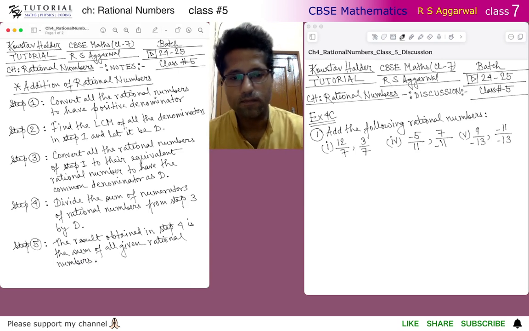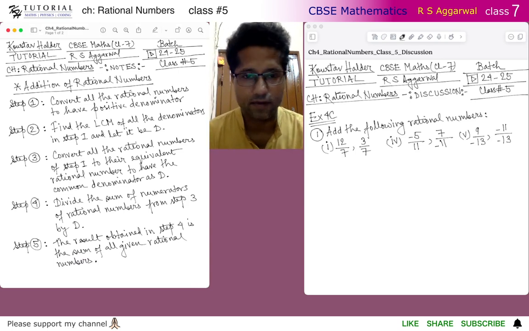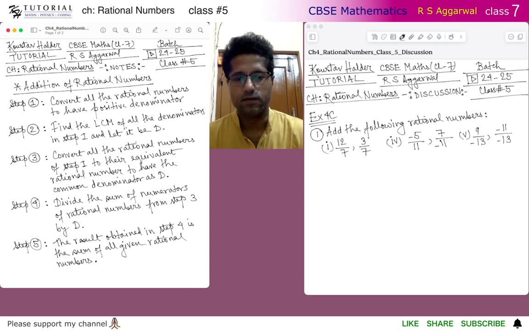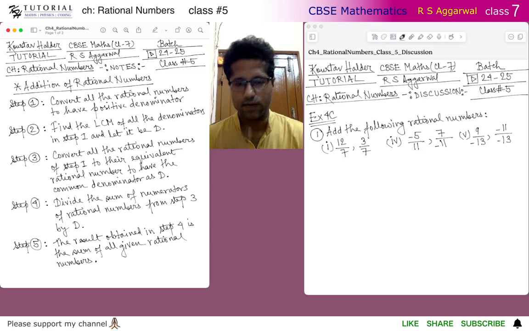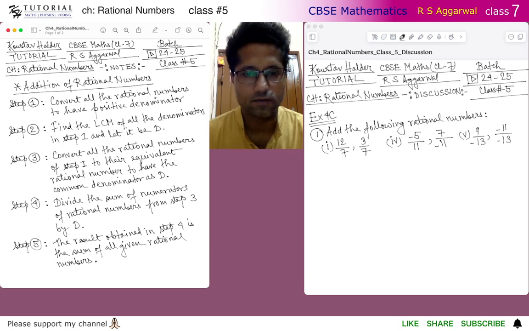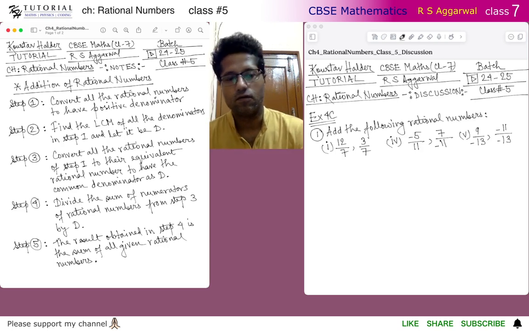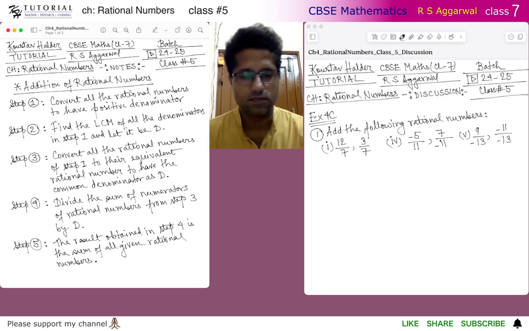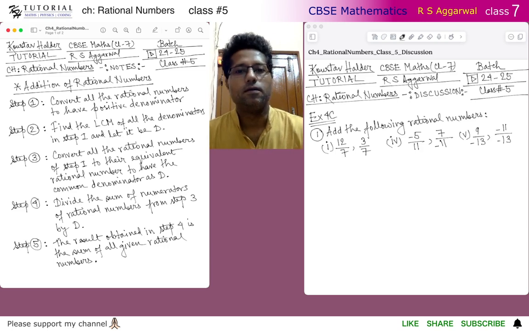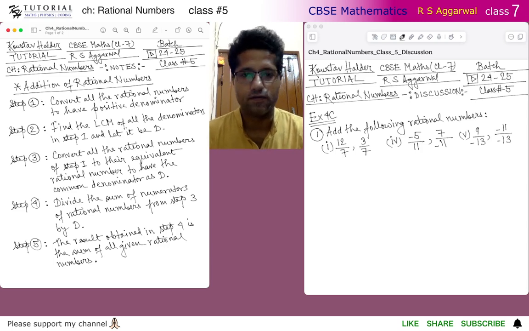Then in step 4 we get the final sum: we sum all the numerators of the rational numbers obtained in step 3 and divide that sum by D. So that will be the result of the sum, the sum of all the given rational numbers. You can take a screenshot of the steps from the left hand side in the PDF for future reference.